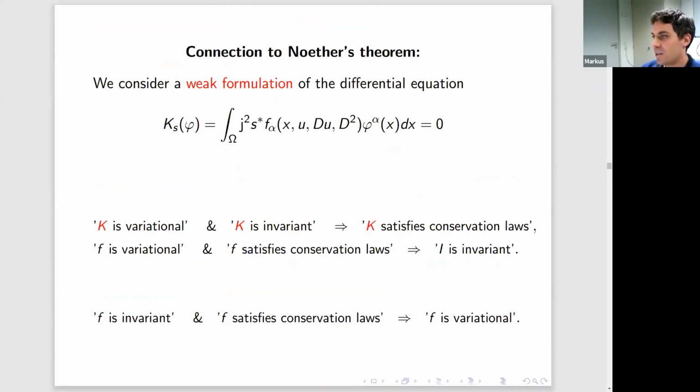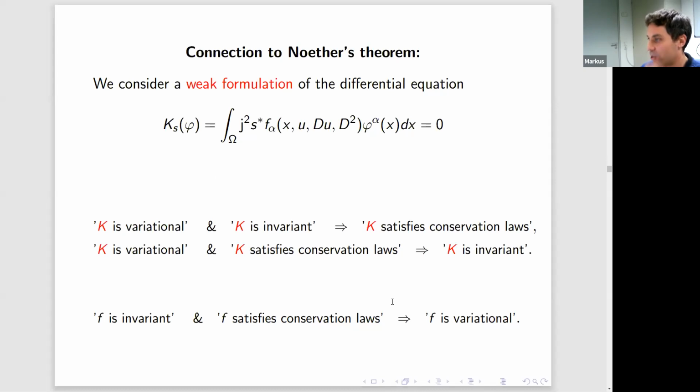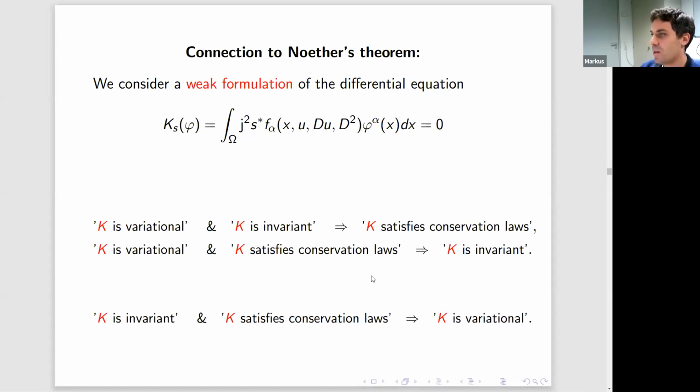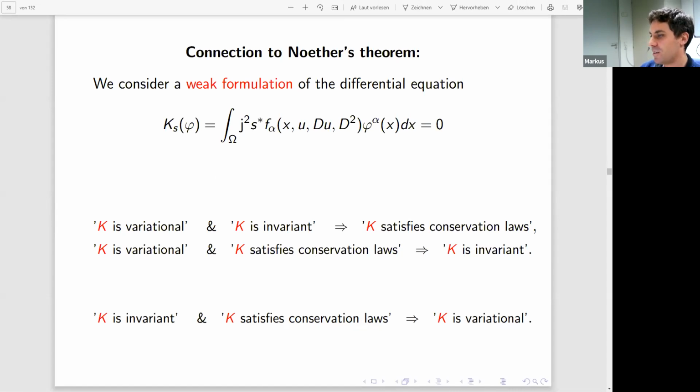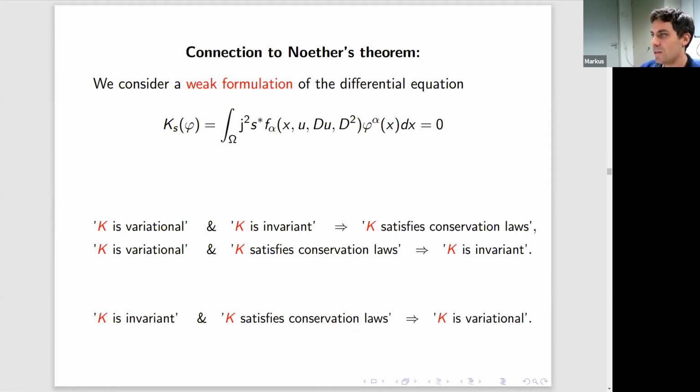And then you can formulate everything with the K, basically. So equivalently, you don't need this F and this integral functional I here anymore. If you have this weak formulation K, you can define what it means that it is variational, what it means that K is invariant, and also what it means that K satisfies conservation laws. And this also holds for all the other directions here. So basically you can do everything with the K. Okay, so I think that's it for the connection to Noether's theorem.